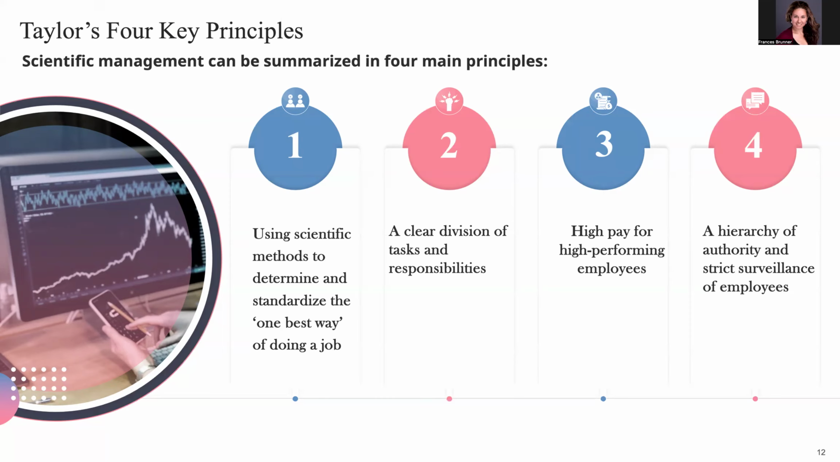Thirdly, individuals that are doing a great job should be rewarded for doing well, and high pay for high-performing employees was part of his process. Fourthly, the hierarchy of authority and strict surveillance of employees should be entailed, along with processes and procedures documented so everyone knows exactly what they need to be doing at all times. And that need is reinforced by visual aid and being reminded and surveyed to do the work.